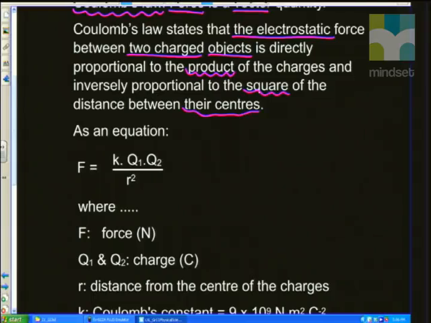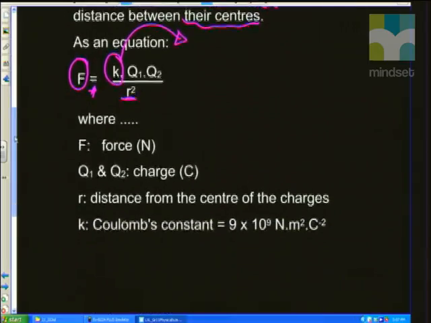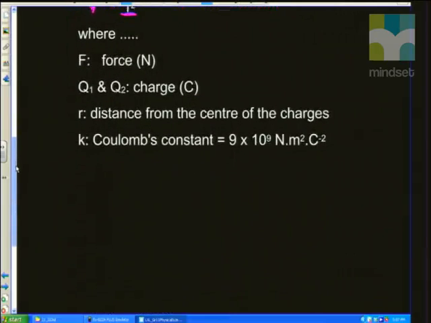Mathematically, we can look at it in this way. The force is directly proportional to the product, so Q1 times Q2, and inversely proportional to the square of the distance between them. But now, as a formula, we have an equal sign, not a proportionality sign, because we have multiplied by a constant called K, which is what we call Coulomb's constant. The value of Coulomb's constant we're going to see down here.